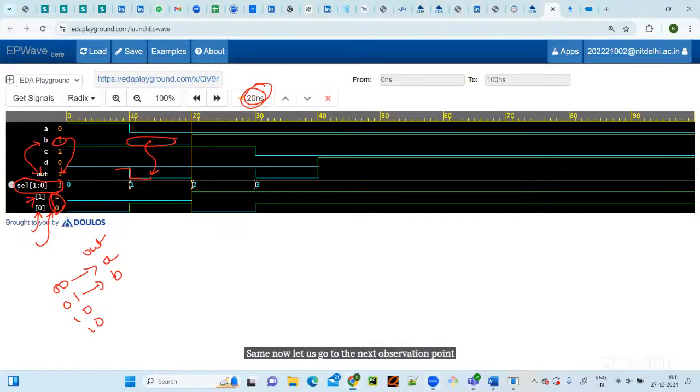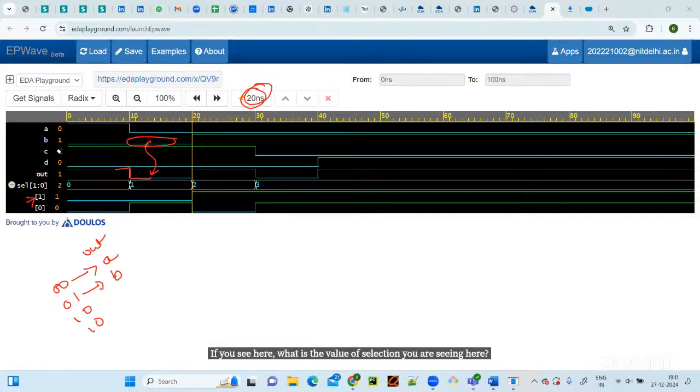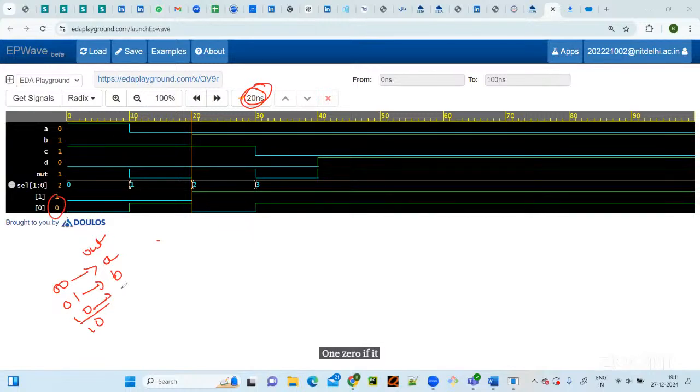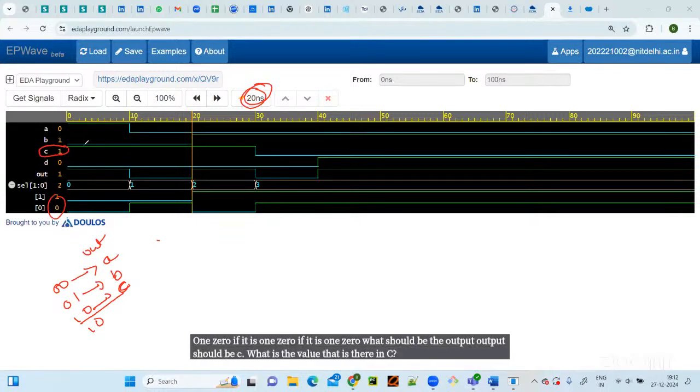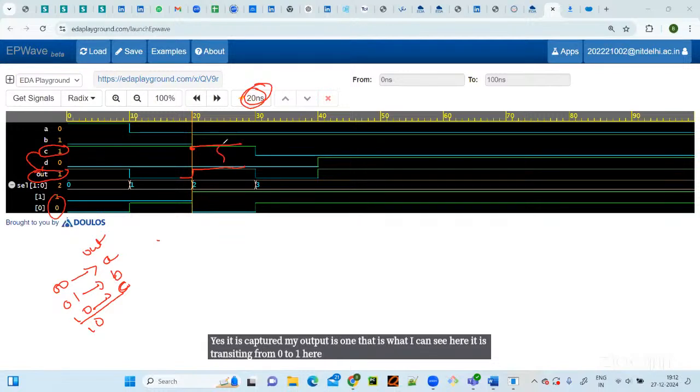Let me place my cursor here. What is the value of selection you are seeing here? See here, 1 0. If it is 1 0, what should be the output? The output should be C. What is the value there in C? In C I have 1. Is the same value captured to the output? Yes, it is captured. My output is 1. That is what I can see here. It is transiting from 0 to 1 here. My output is capturing the value of C.